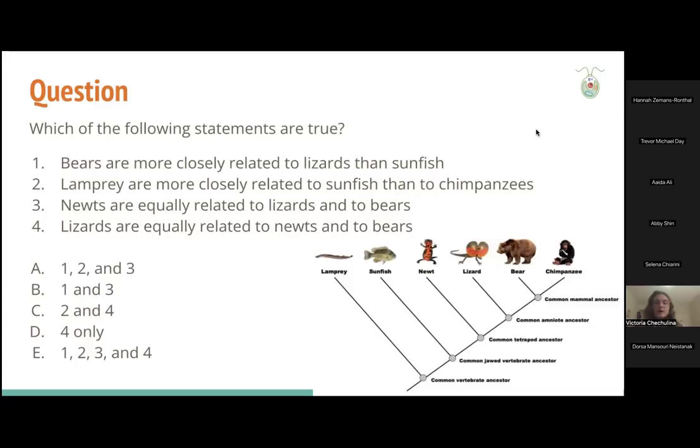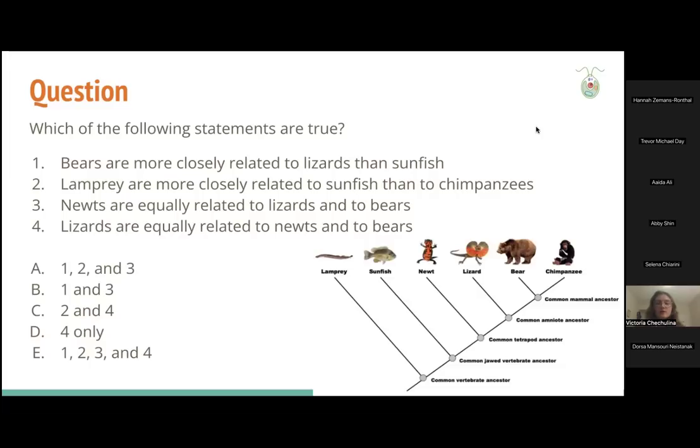Option 2 is incorrect because lamprey are equally related to sunfish and to chimpanzees. The lamprey-sunfish common ancestor is the one at the very bottom, the common vertebrate ancestor, and so is the lamprey-chimp ancestor. That's also their most recent common ancestor. So since the MRCA for those 2 groups is at the same point in time, they are equally related. Option 3 is also correct. It's the same kind of logic. So the newt-lizard MRCA is at the same point in time as the newt-bear MRCA.